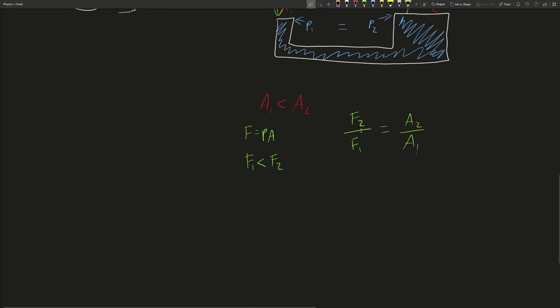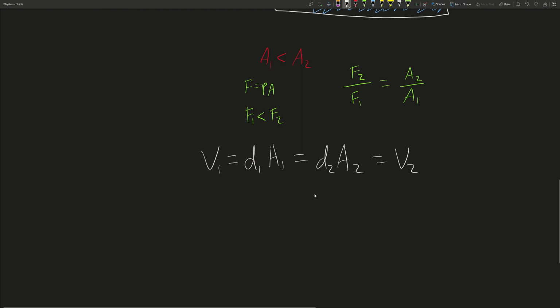Now, since the fluid is incompressible, we know that the volume also needs to be conserved. So a change in volume in the input has to correspond to the same change in volume in the output, which means that the distance that this input piston of a hydraulic system is pushed down times the area of the input, which is basically the volume change of the input, has to be equal to the distance that the output moves times the area of the output, which is equal to the volume change of the output.